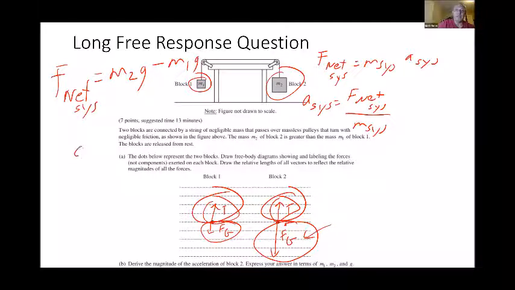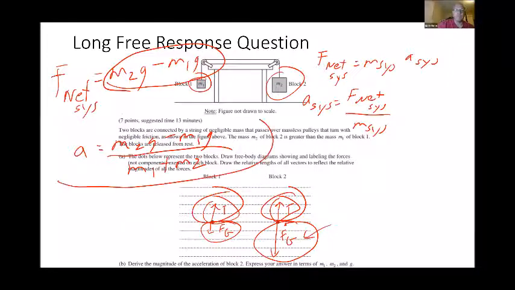So in this case, the acceleration is going to be the system net force, which is m2g minus m1g, over the mass of the system, which is the mass of 1 plus the mass of 2. That's what we're looking for on that.